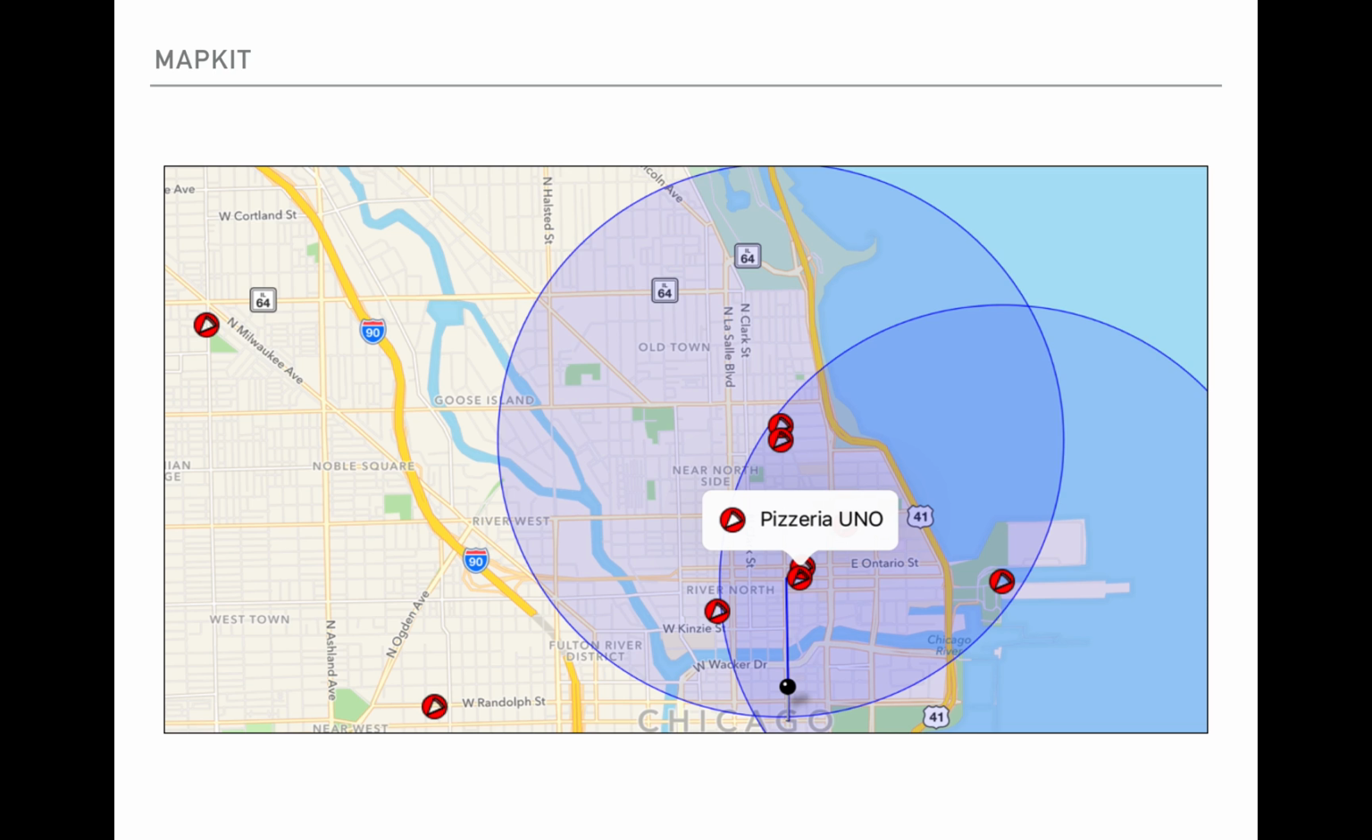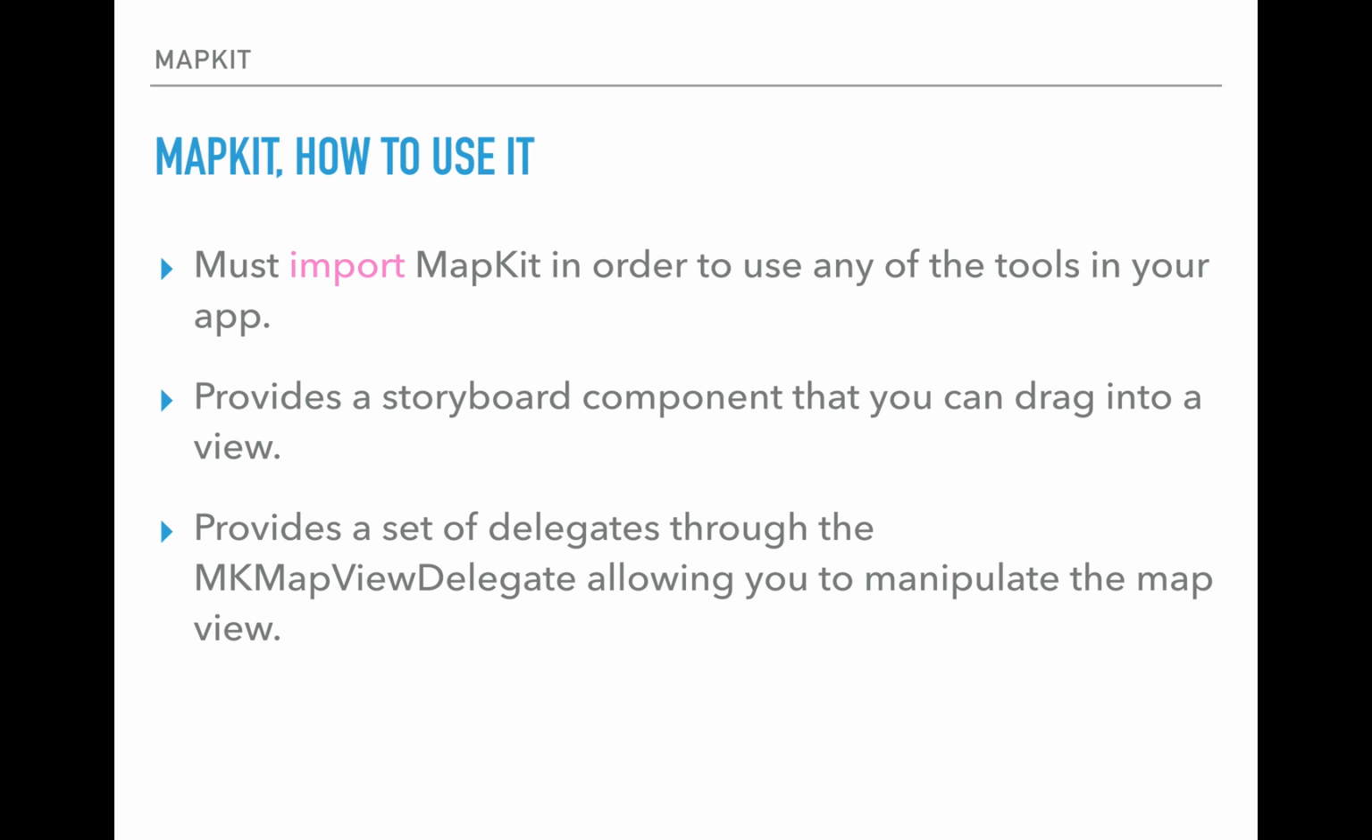You can also draw on the map, so it allows you to create circles or polygons or rectangles or anything that you like. And you'll notice that those are custom annotations as well. It's just a pizza icon. But yeah, those are some of the basics of MapKit. But the way to use MapKit is you essentially have to import MapKit into your code base, and it basically provides all of the tools that you'll need for MapKit.